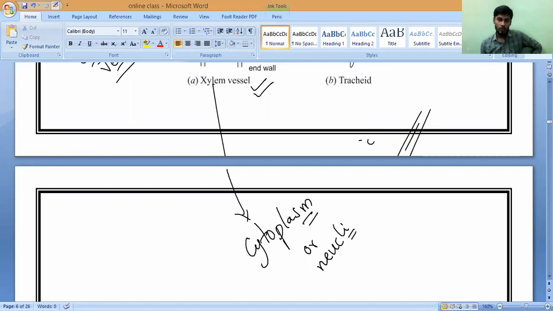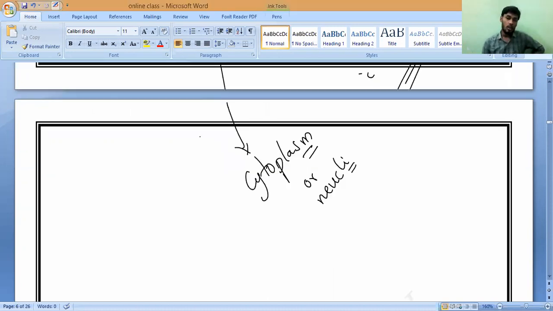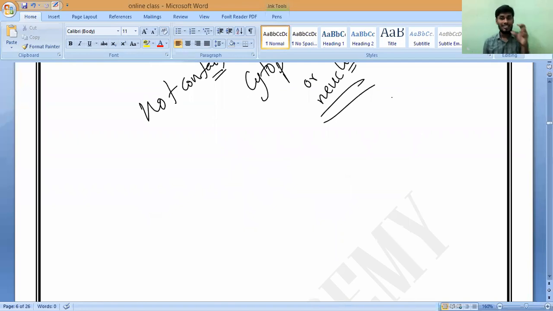Do you understand, all of you? Yes or no? That is one of the important things. Note it down, all of you. Xylem vessels do not contain cytoplasm or nuclei.